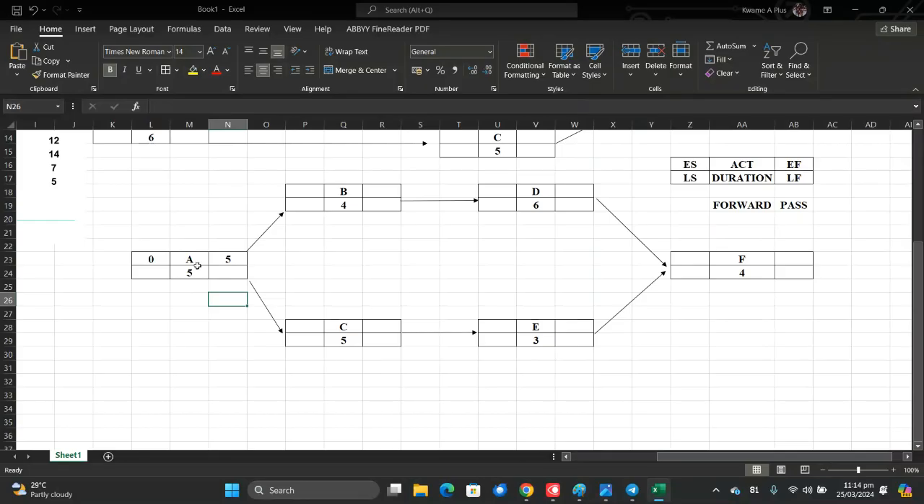So that is for A. What about B? Let's have a look at B. The earliest start of B is going to be the earliest finish of A, because A precedes B. B needed A to finish before it starts. So here becomes 5. And then the earliest finish of B is going to be 5 plus 4, which is 9. Please, are we getting the trend so soon?